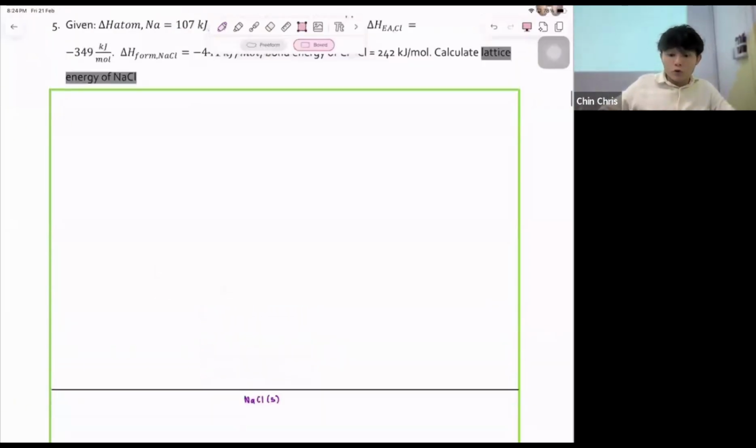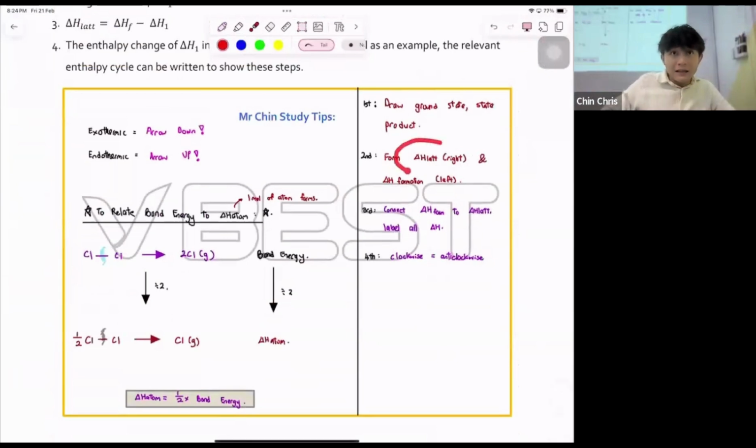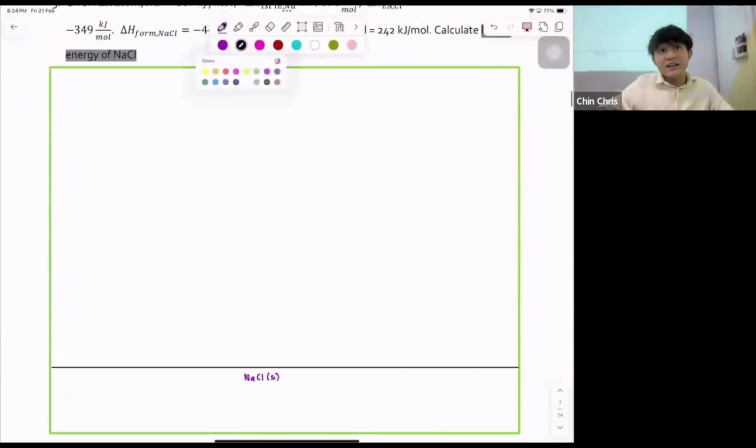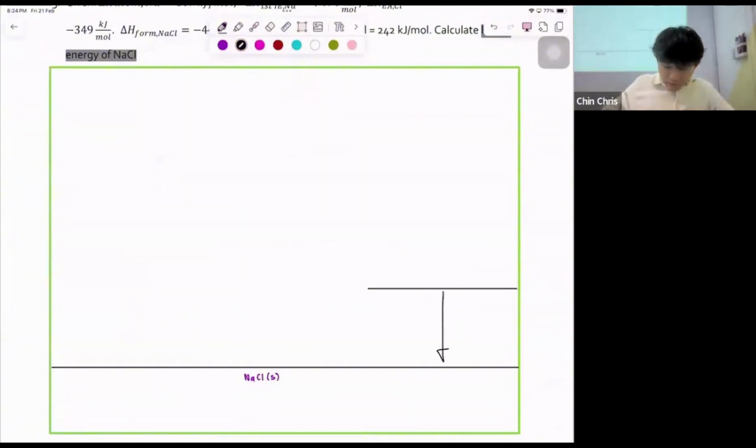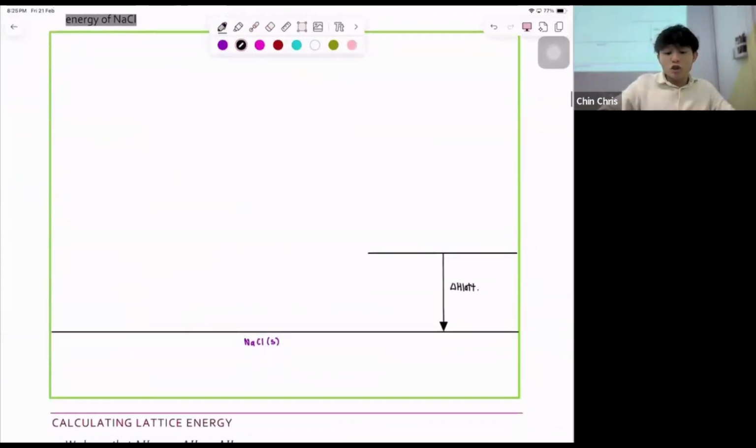All right, guys, after drawing your ground state, second step, please form lattice energy on the right, formation on the left. Lattice energy on your right, so this is delta H lattice. Guys, you should remember what lattice energy is. Lattice energy is from gaseous ions combined into an ionic solid. So gaseous ions combine to form NaCl. Delta H lattice on your right hand side.